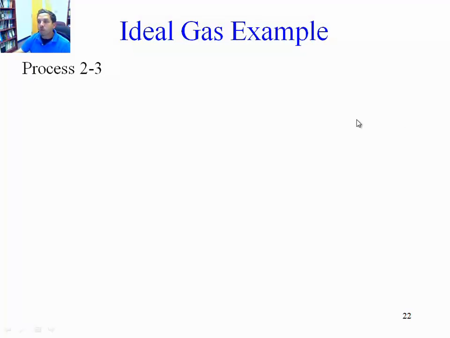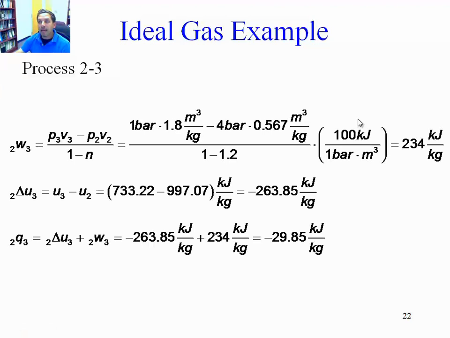Process from 2 to 3. This is the process that follows the polytropic curve, P times V to the power 1.2 equals a constant. And we know that for those processes, the area under the curve is given by P2 times V2 minus P1 times V1 divided by 1 minus n, where n is equal to 1.2.